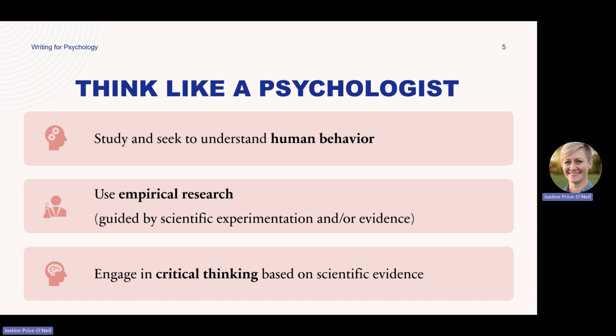Now, this means research that is based on facts and evidence from scientific experiments or observations rather than simply beliefs or theories alone. Finally, psychologists engage in critical thinking based on that scientific evidence and experimentation to come to some conclusions about human behavior. So, an empirical study by a psychologist, or often a group of psychologists, will be presented in a specific format, and it will include an abstract, introduction, method, results, discussion, and references at the end.